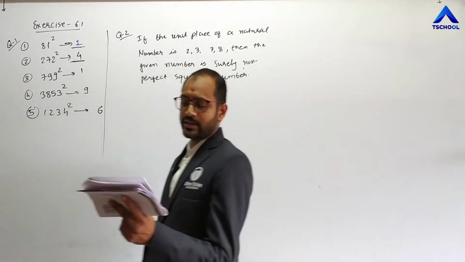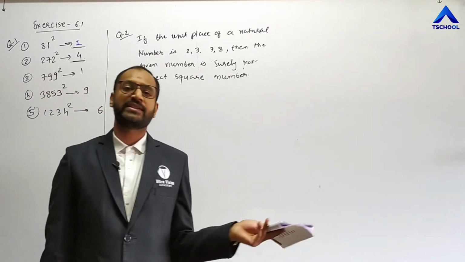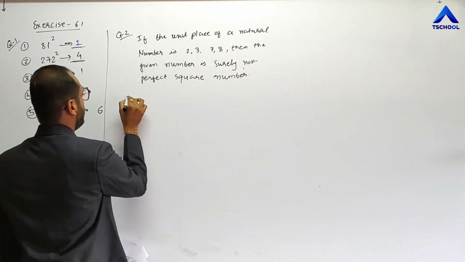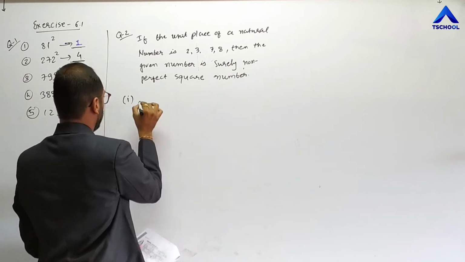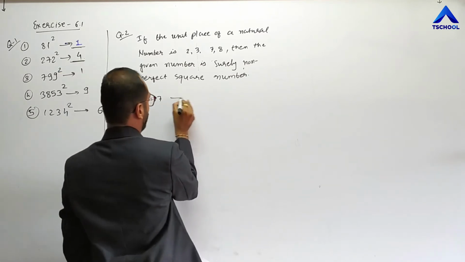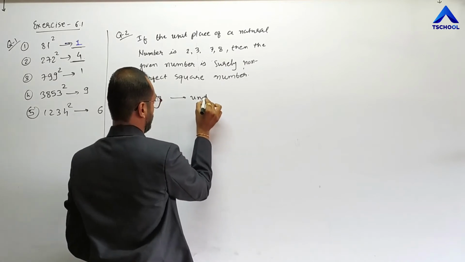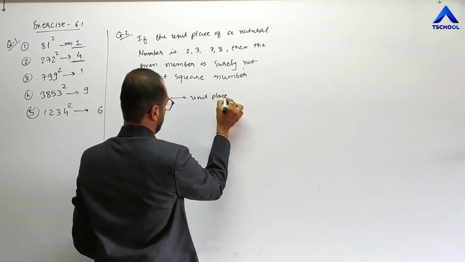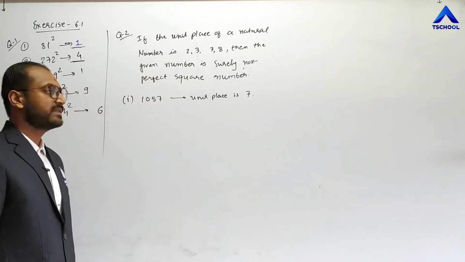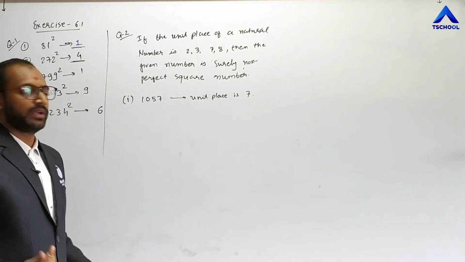So the first number is 1057, so it contains 7. So number 1, that is 1057, here the unit place is 7. Hence, this number is not a perfect square.